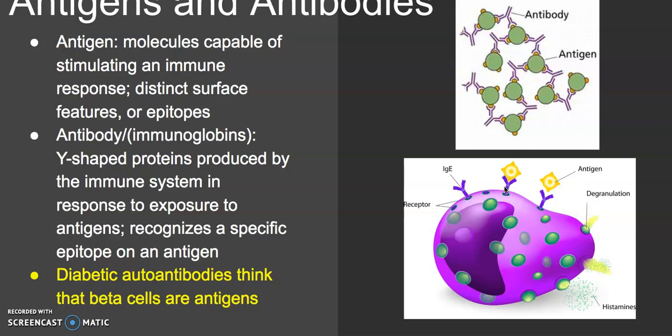So your immune system produces antibodies that specifically react to beta cells in the pancreas. So in doing so, they kill the beta cells and don't let insulin be released.